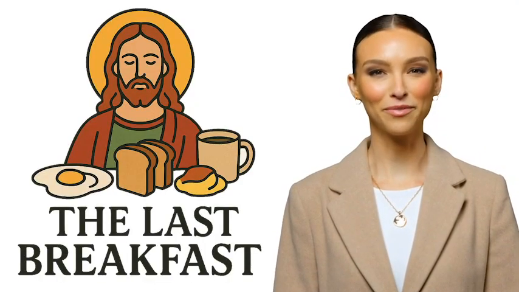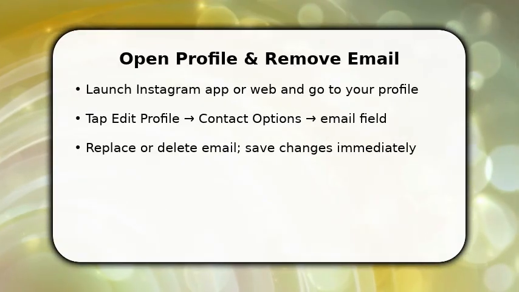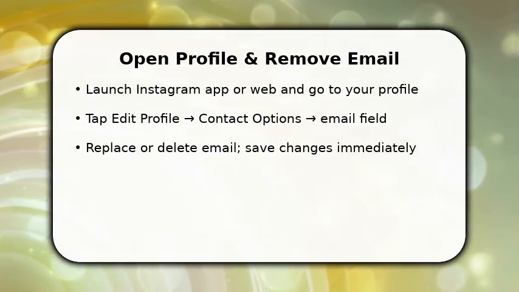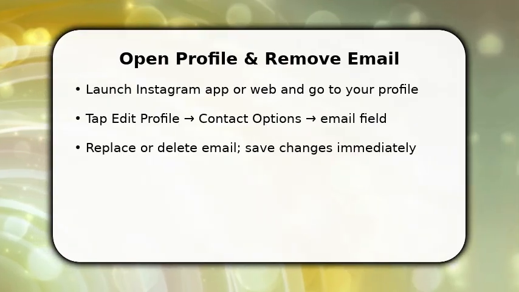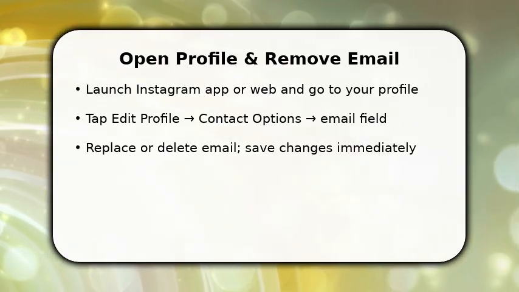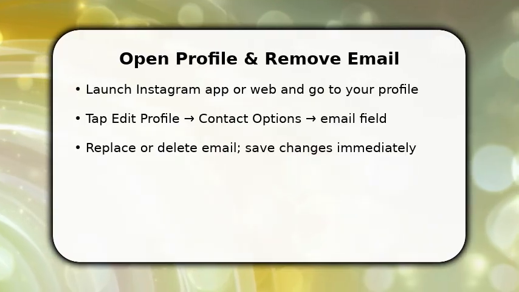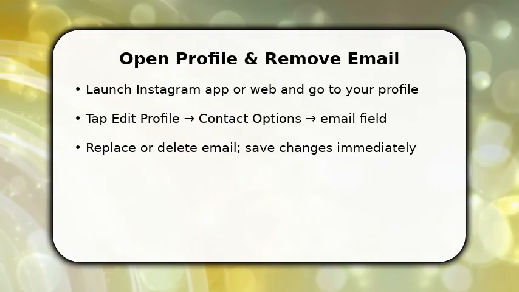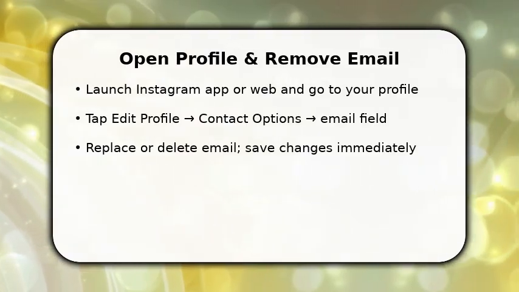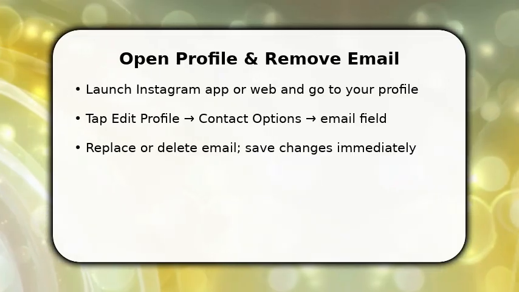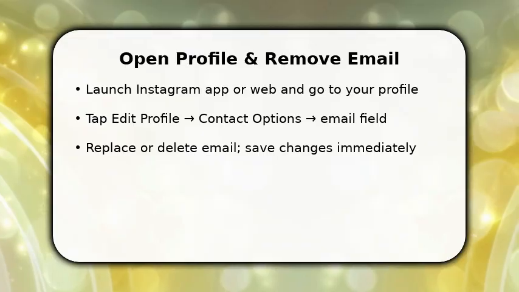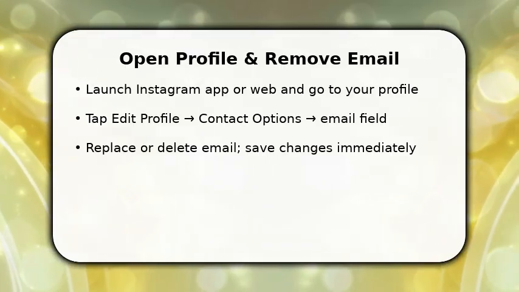Please enjoy the video. You start by opening Instagram and going straight to your profile because the visible email is set in Contact Options. Tap Edit Profile, then Contact Options. You'll see the email used for contact. Delete it or replace it with a backup address you control. Do this now so Instagram won't show your primary address in the Contact button. Once done, save changes and confirm the field is empty. That prevents the app from exposing your address to profile visitors.